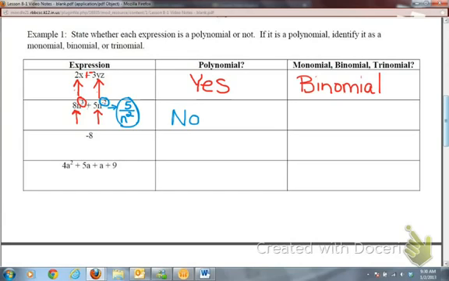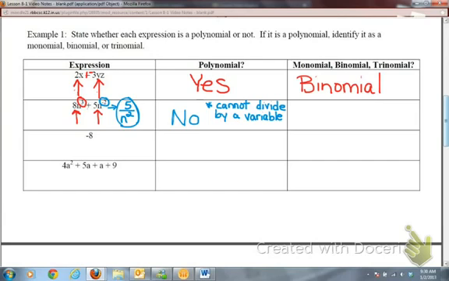It's not a polynomial, so it's not a monomial, binomial, or trinomial. But if you need to write yourself a little note here, write down that we cannot divide by a variable. So if you ever see a fraction with a variable on the bottom, that means it's not a polynomial. And a negative exponent makes that happen as well.